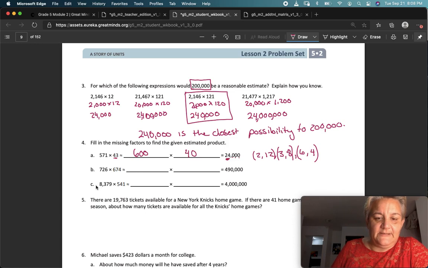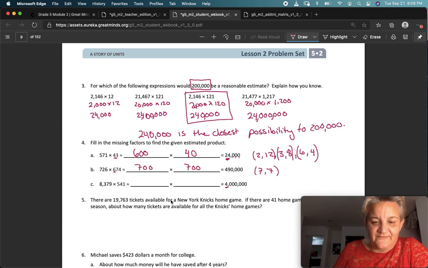That works. Okay, 49. What are my factors for 49? Well, the first factor I think of is 7 times 7, right? That's the easiest one. So can we do 7 times 7 over here? 726. Well, we can round that down to 700. And 674, we can round that up to 700. And then we're going to get 490,000. Good.